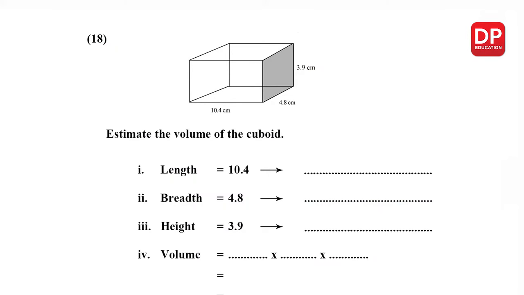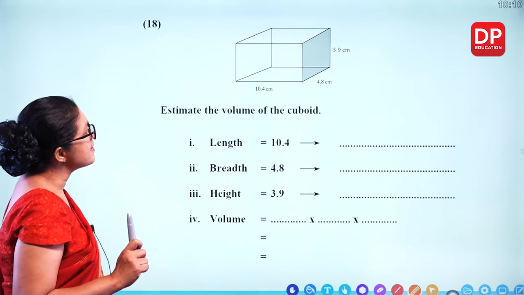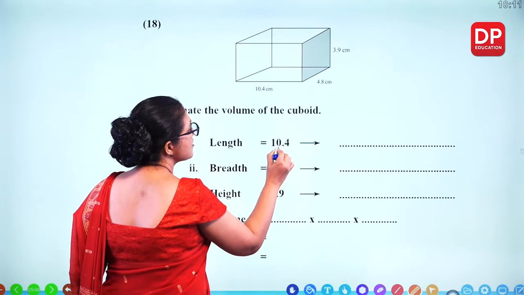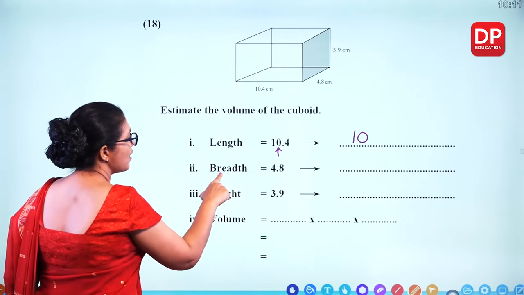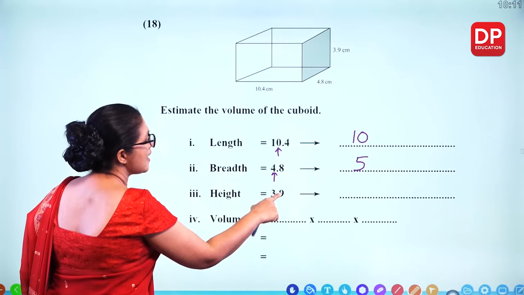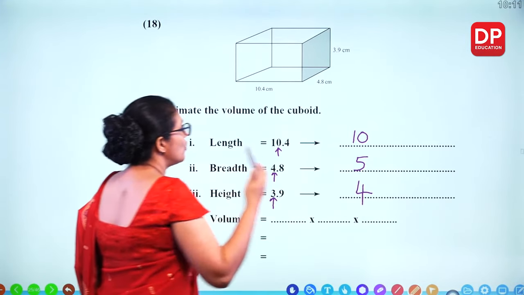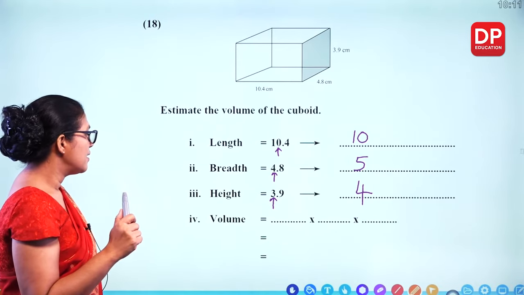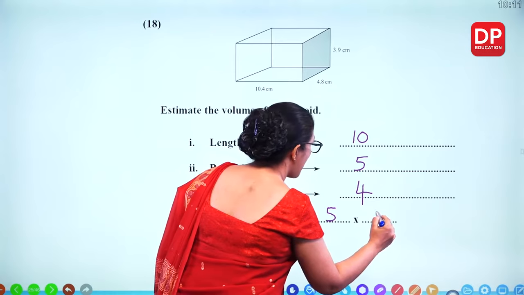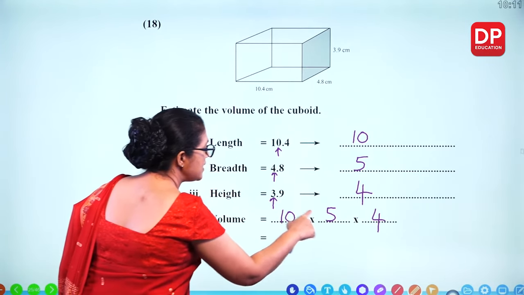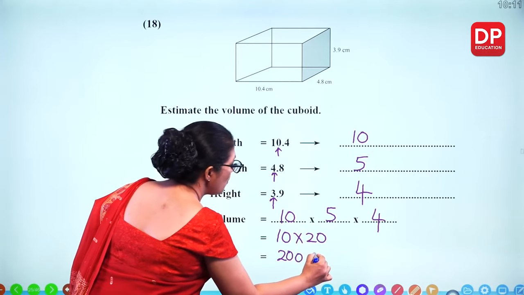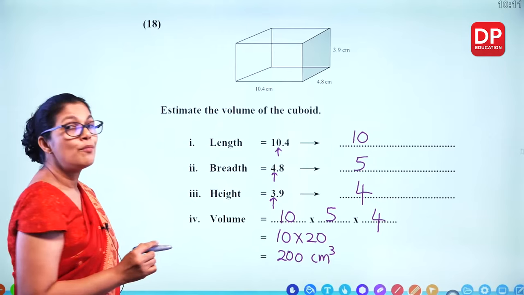Look at this one. Estimate the volume of the cuboid. That means you don't need the exact value. So we can round all the values. Length is 10.4. So this number to the nearest whole number is 10. No need to add 1. Breadth 4.8. More than 0.5, so add 1. So that's 5. 3.9 is the height. You need to add 1. That's 4. Now we can estimate the volume. That's an approximate value. 10 is the length, 5 is the width or breadth, and height is 4. 5 times 4, 20. 20 times 10. You get 200 cubic centimeters as the volume of this cuboid.